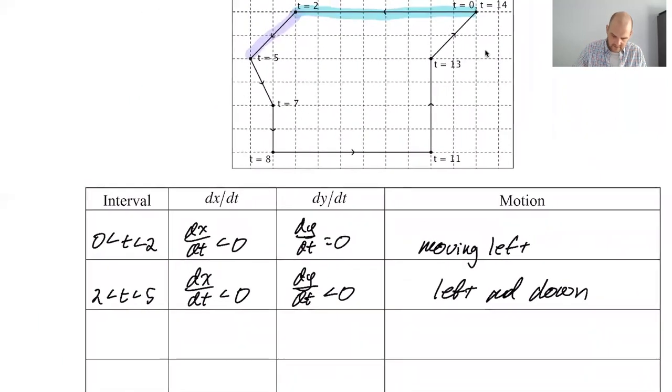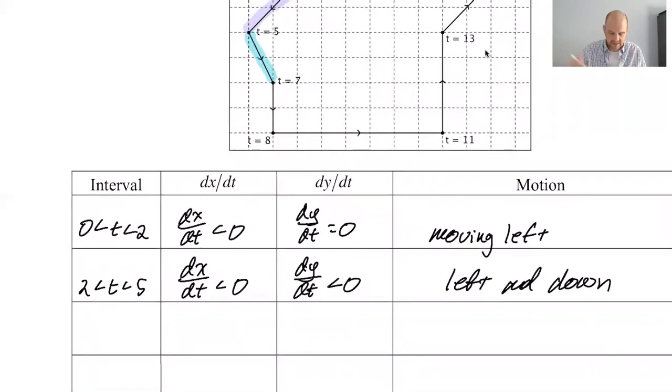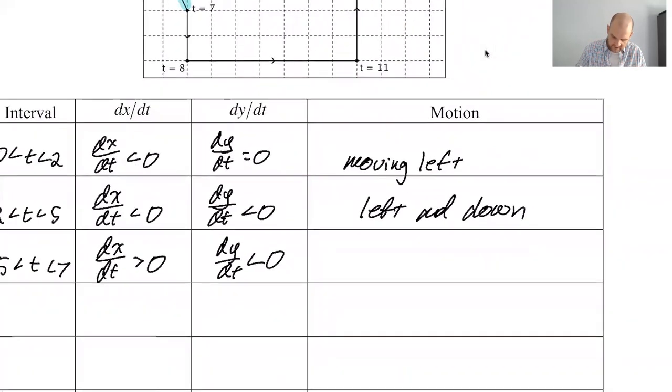And now our next interval, I guess I'll just alternate colors. Is that going to work? There aren't enough. Okay, so we're moving to the right this time. So our time interval is 5 to 7. Gotta get that right. All right, dx/dt is positive because you're moving to the right. dy/dt is still negative. So all right, now we're moving to the right, and you're moving down.